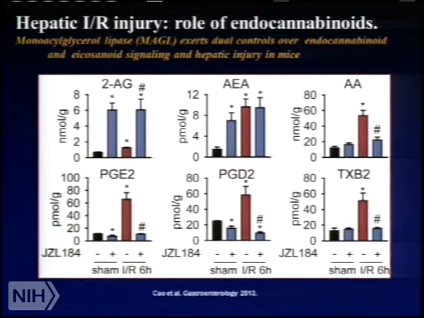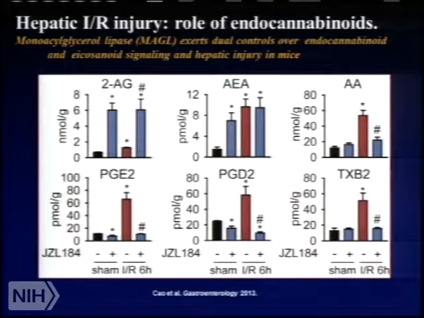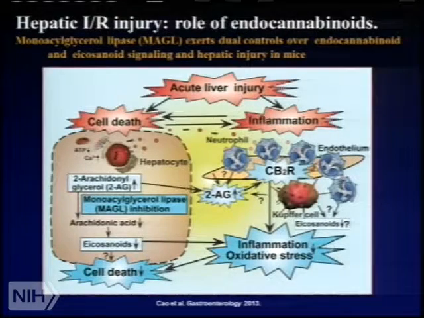So you see here in normal livers, following inhibition of this enzyme, there is an increase of 2-AG, and there is a further increase during ischemia reperfusion. The other endocannabinoids are not modified, and there is a marked increase of arachidonic acid, suggesting that it is coming from 2-AG. And also there was an increase of various COX-2-derived prostaglandins in reperfusion injury, and this was attenuated by inhibition of 2-AG metabolism.